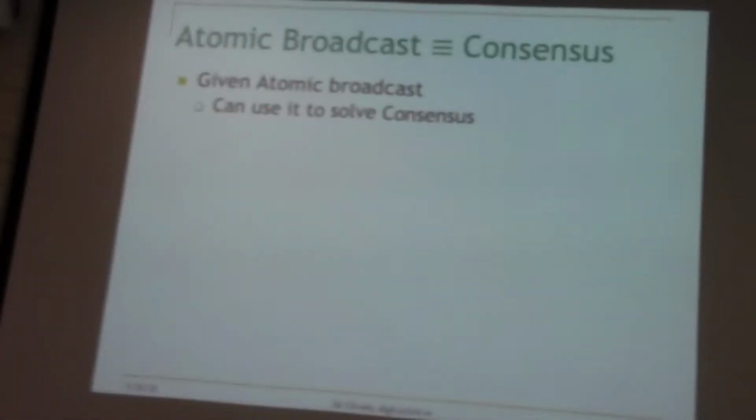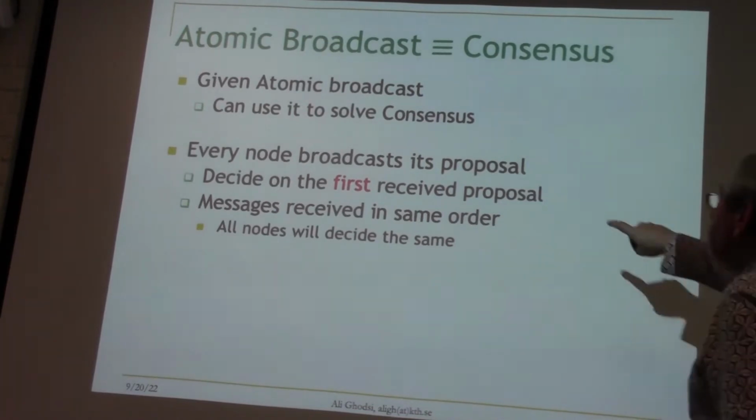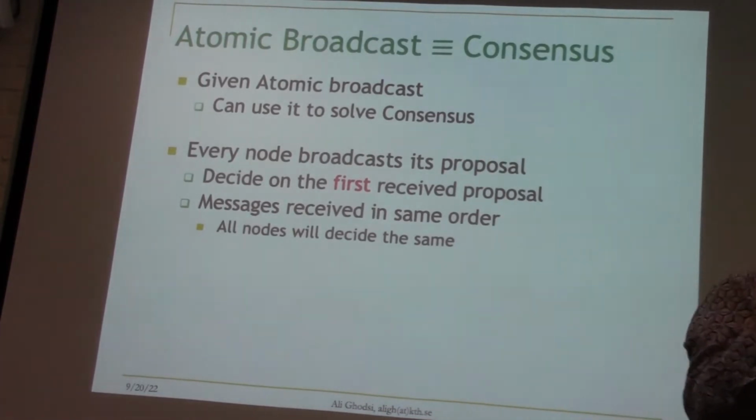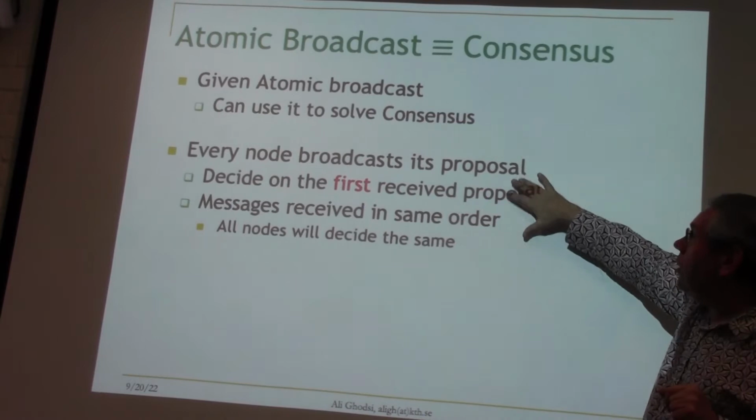So what does that mean? It means that if I'm given atomic broadcast as a library, I can use it in a straightforward way to solve consensus, and conversely. So here's how it works. Remember what consensus means, huh? Every node proposes a value, the algorithm runs, and they all decide, and they have to decide on the same value. Okay? So we can implement that using atomic broadcast.